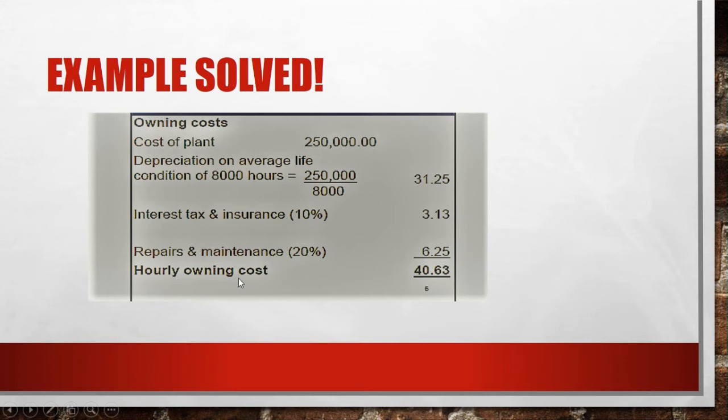So for hourly owning costs, because everything here is in per hour, you're going to add the depreciation per hour, 31.25. The same case, the interest and tax insurance per hour, that's 3.13. And then repairs and maintenance, 6.25 per hour. So you're going to add everything here for you to get the hourly owning cost, which is 40.63.